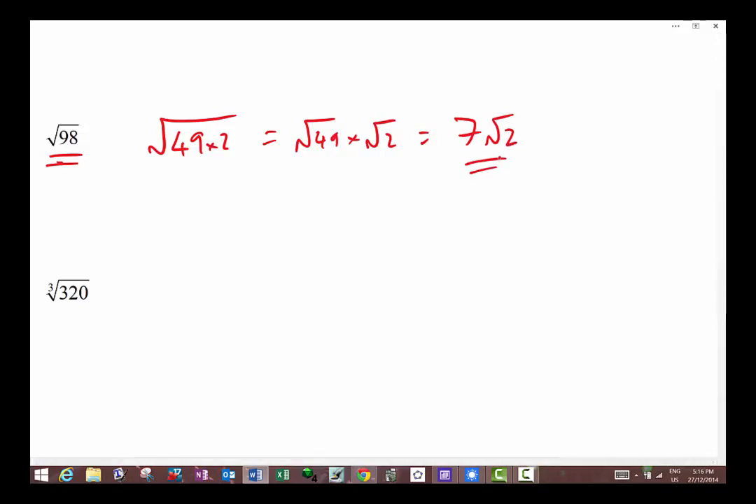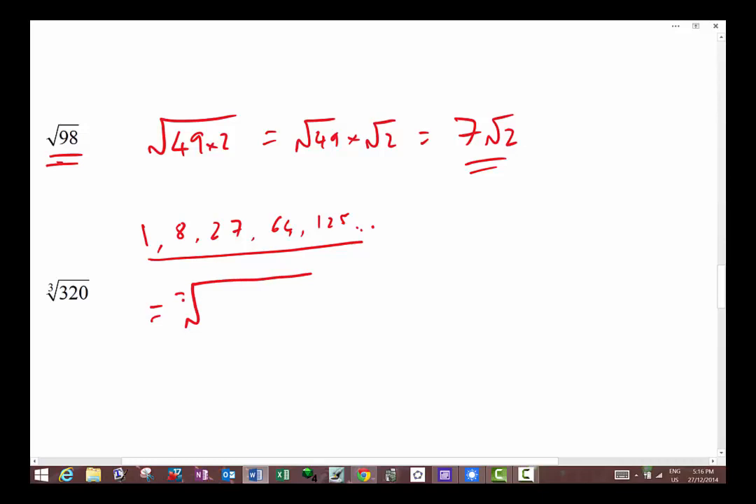again, we still need to find factors, but those factors need to be in the list of cubes. So 1 cubed is 1, 2 cubed is 8, 3 cubed is 27, 4 cubed is 64, 5 cubed is 125, and so on. And we've got to think of these numbers in the list. So can we factor 320 as a perfect cube times by something else? And of course, it doesn't require a lot of thought before you realize that 320 can be written as 64, which is in the list, times 5.